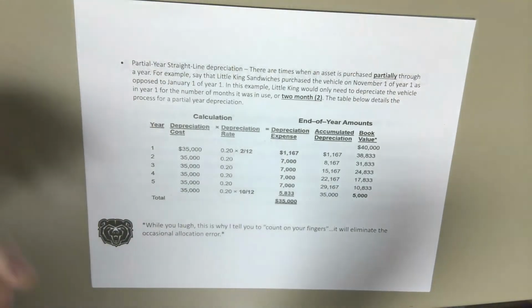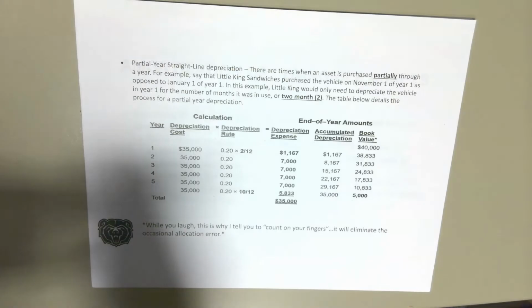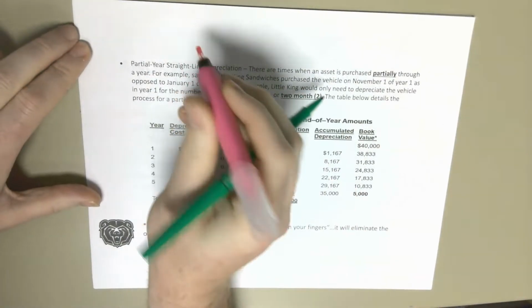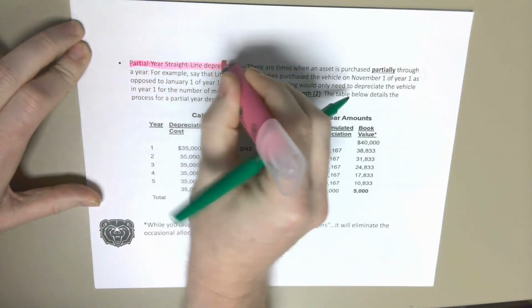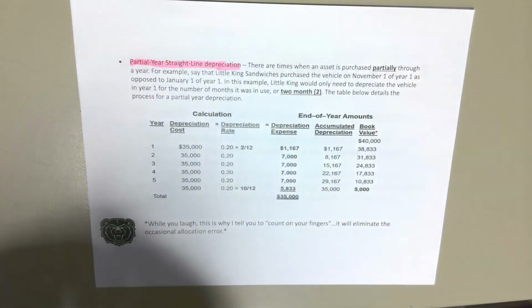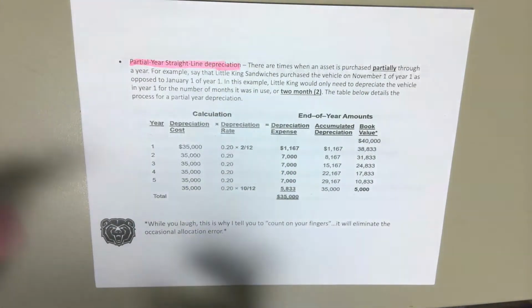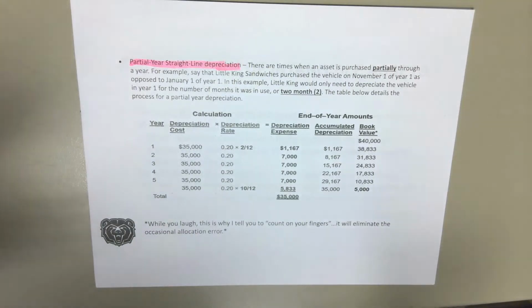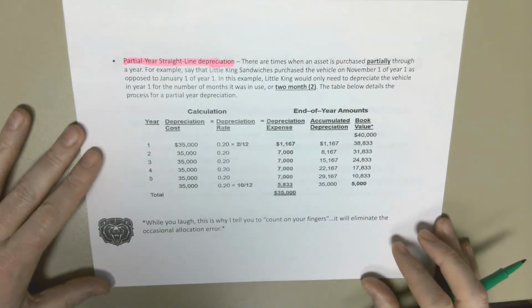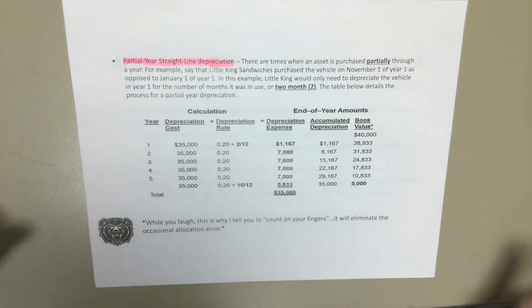There is one more hiccup that we have to talk about, okay? Most times, honestly, once you learn straight line, they like to throw something more difficult at you with it. This is called partial year depreciation, okay? You're not always going to buy an asset perfectly at the beginning of the year, okay? Sometimes you're going to buy it partially through the year.